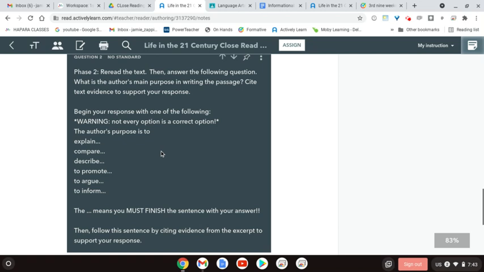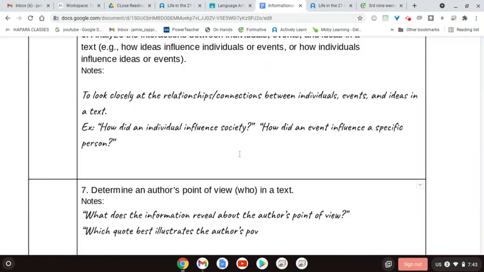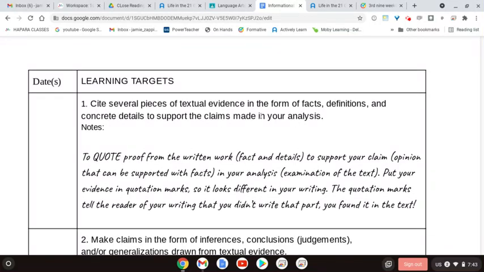Please follow that opening sentence with your cited text evidence. Remember, as we look at citing text evidence, we're focusing on learning target number 1, to cite text evidence in the form of quotations directly word for word from the text. So make sure you start with your opening sentence, that's your claim, quote your text evidence, and then follow that text evidence with your analysis, where you are connecting and explaining the quotation to the claim that you made in that opening statement.